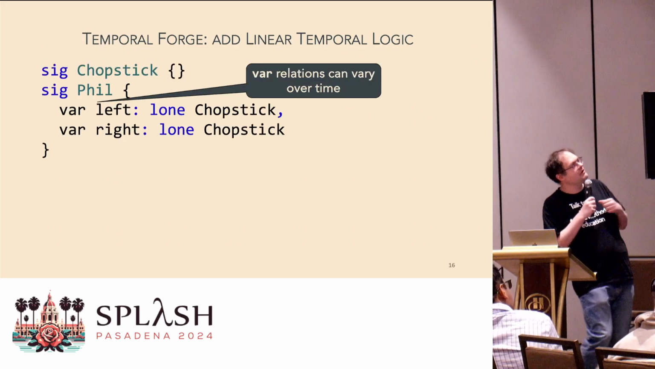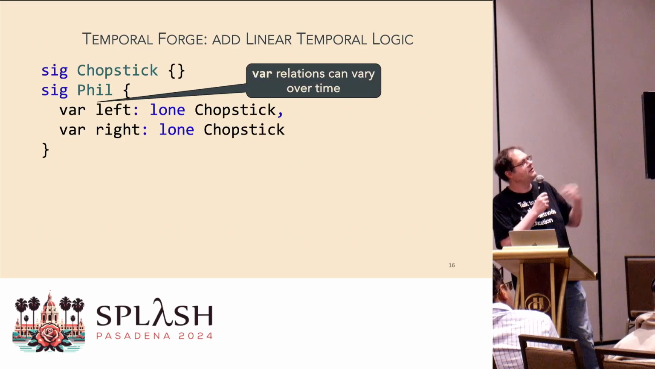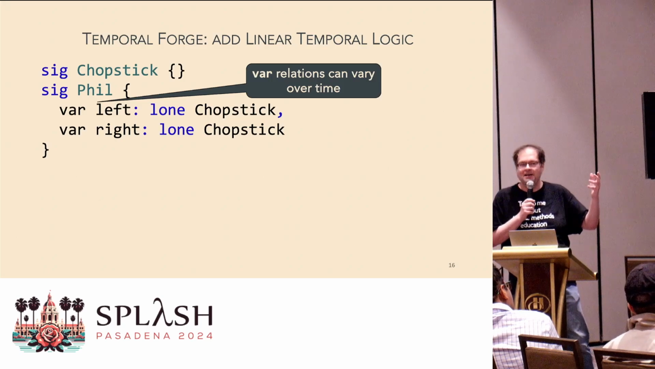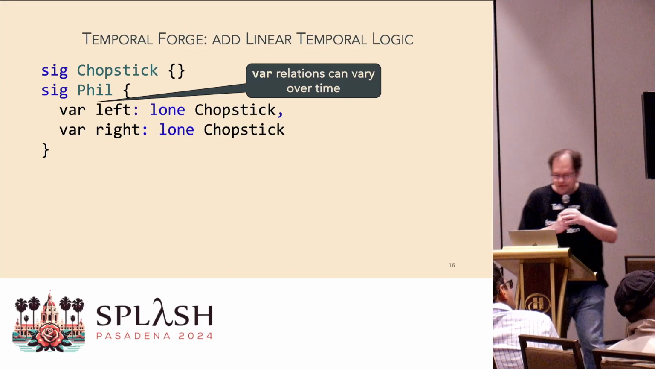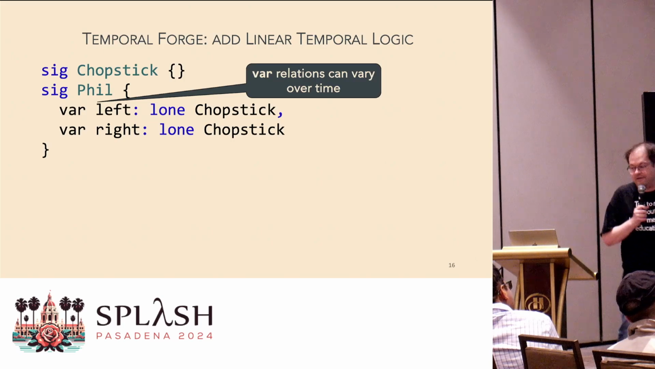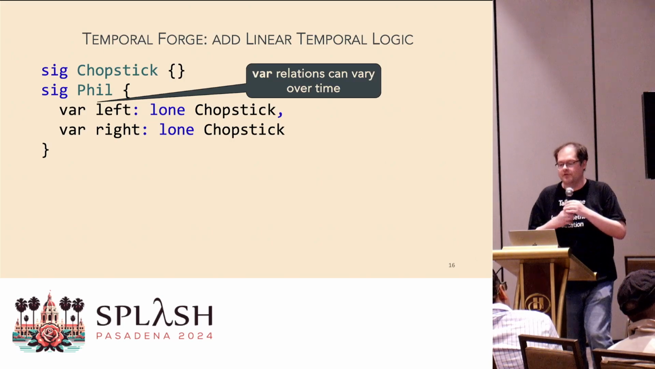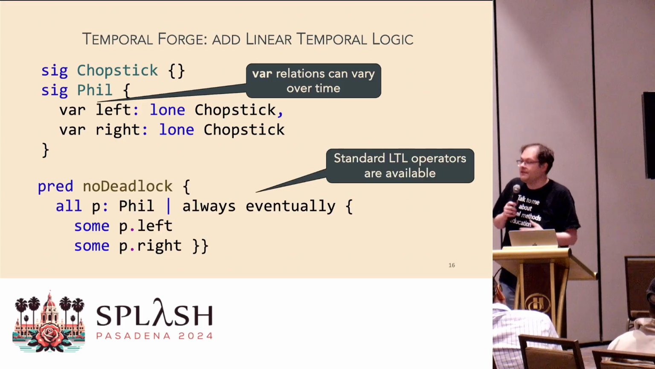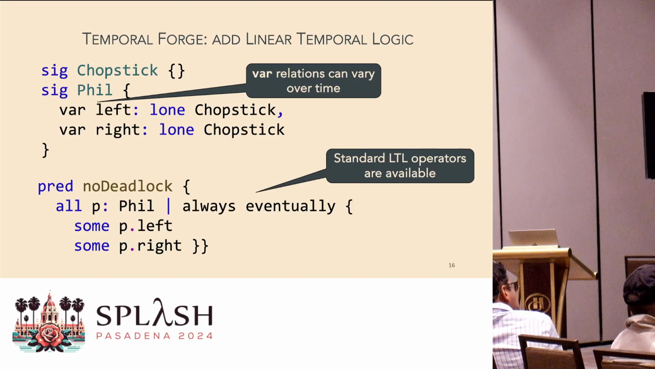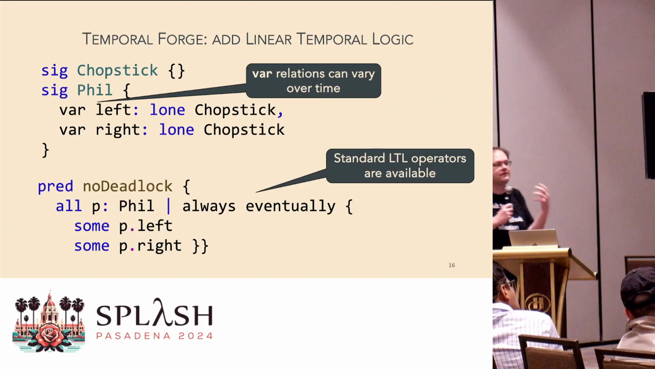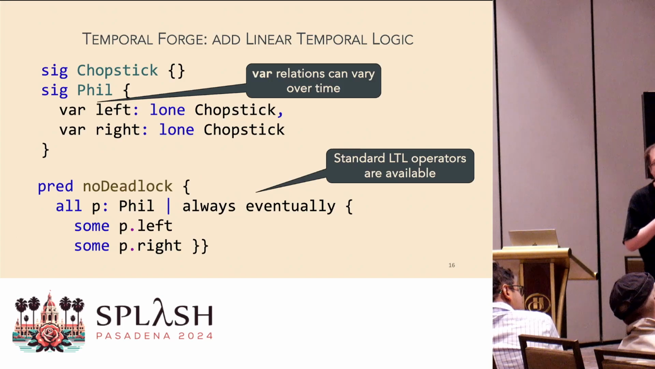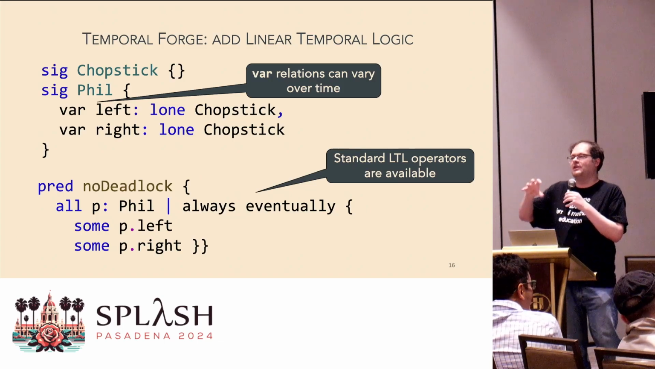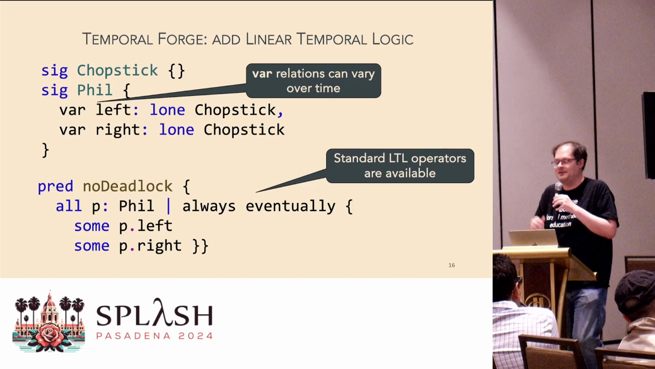So here's an example from dinner. We have some philosophers, and they're going to be dining. Maybe they've got some chopsticks or not. I don't know. That's going to vary over time because those fields are marked as var. And when I write my constraints, now I have the fullness of linear temporal logic available to me. I can talk about safety and liveness in the context of these operators rather than in the context of trying to quantify over state in particular ways.